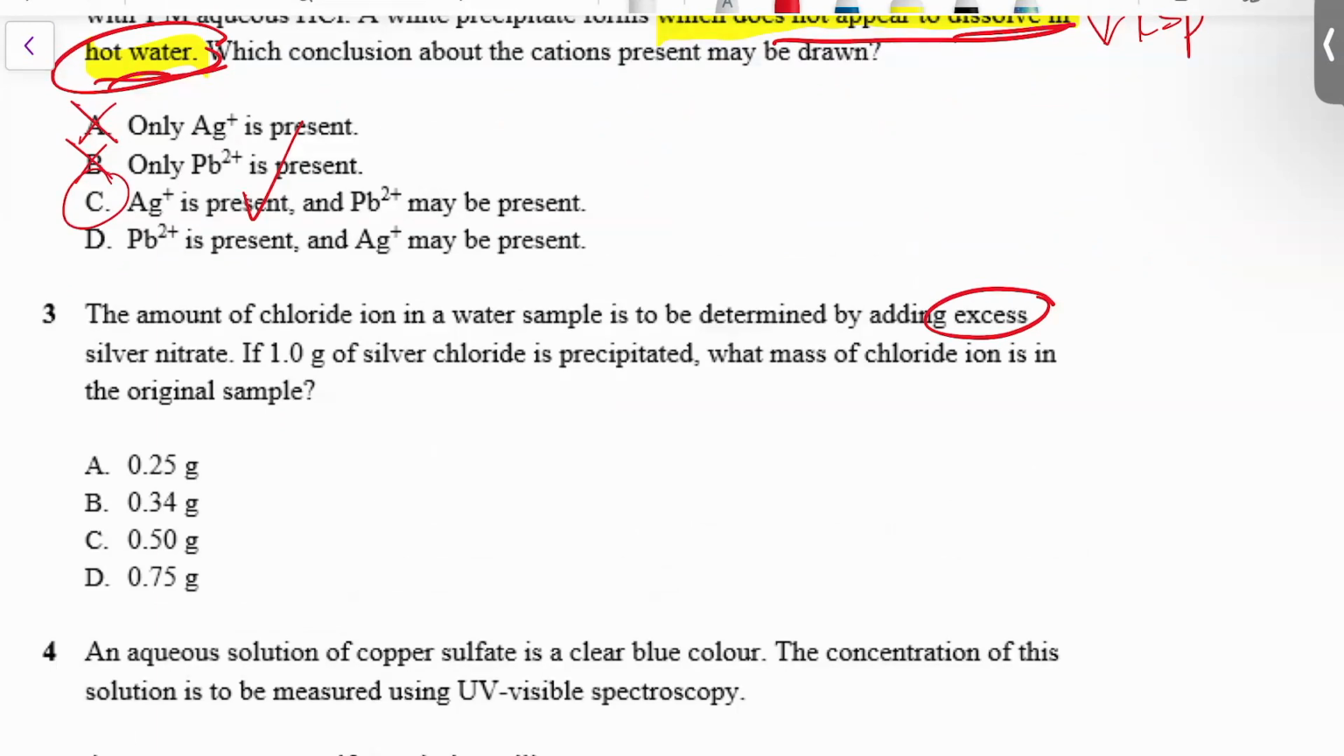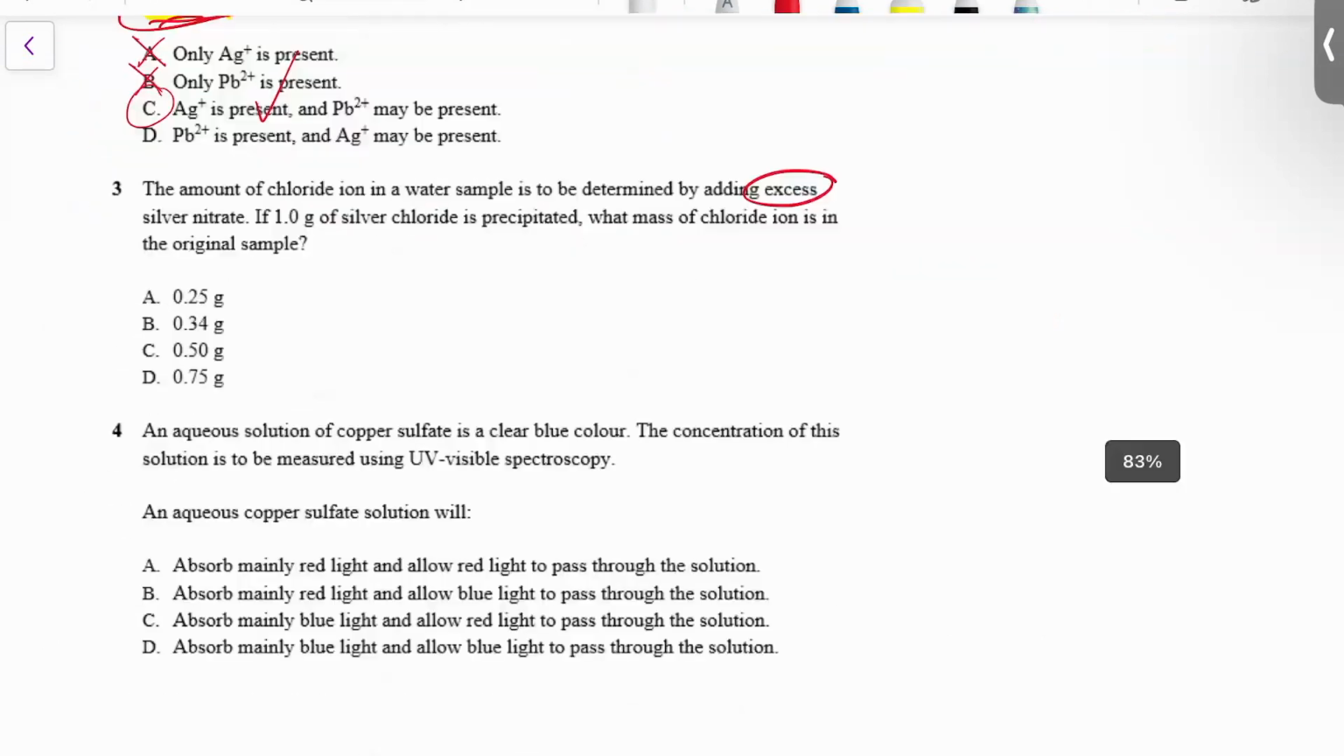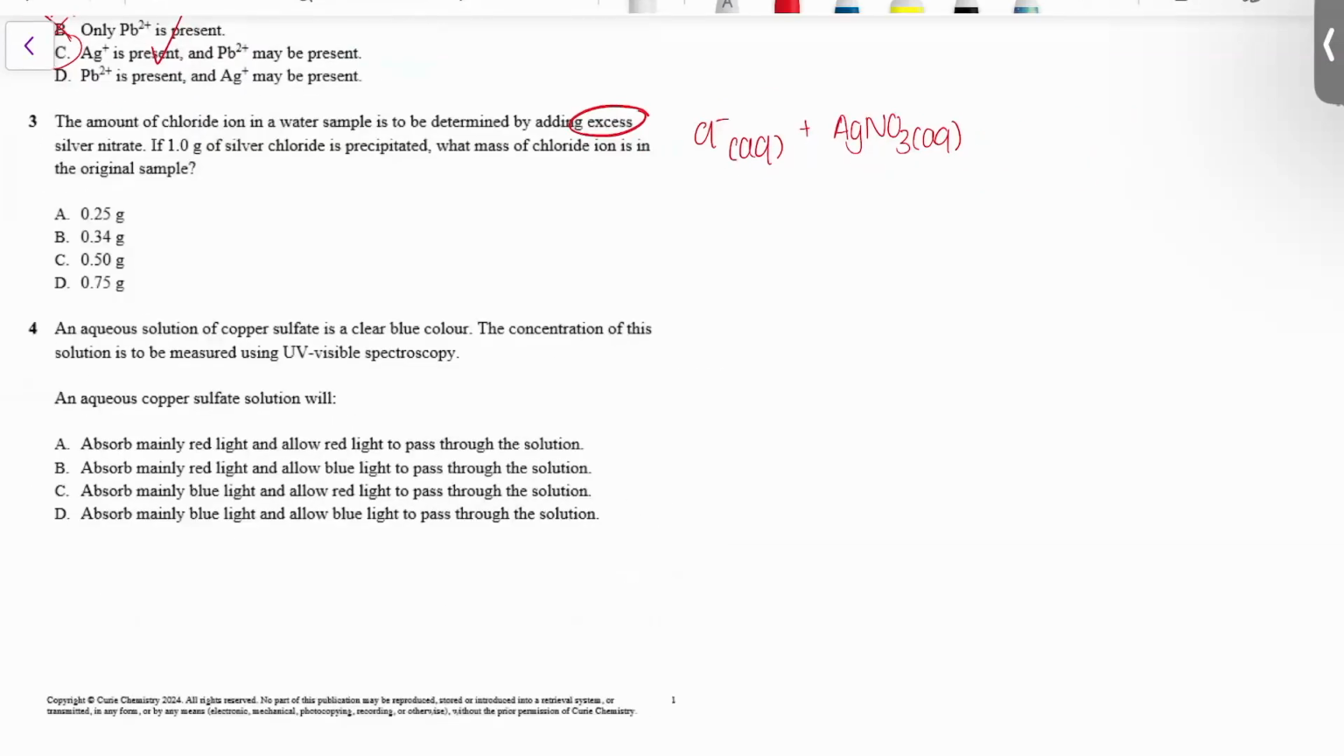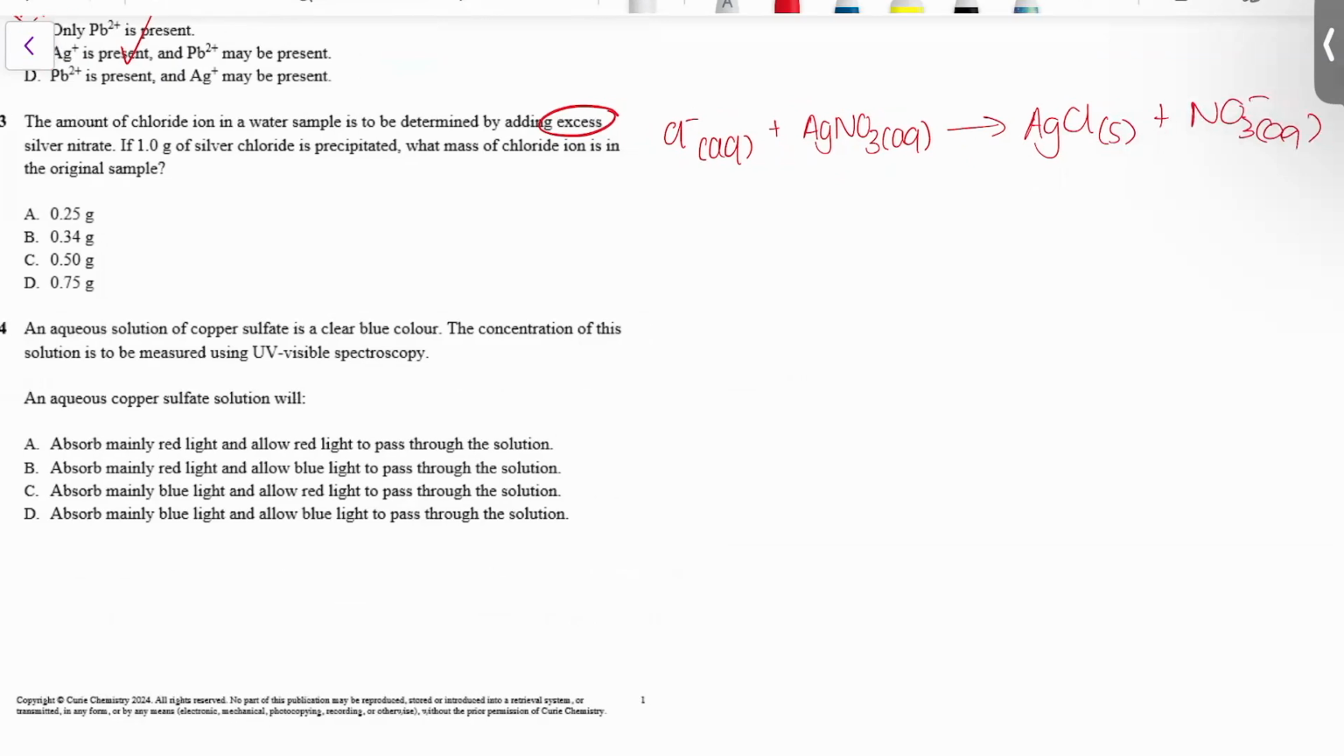If 1 gram of silver chloride is precipitated, what mass of chloride ion is in the original sample? What syllabus dot point is this on? Starting with a G and an A. 2 words. Gravimetric analysis, yes. So you have chloride ions mixing with silver nitrate. Silver nitrate, James gave us the formula for it before. And then you swap the ions again. AgCl gets precipitated out. And then you have NO3 minus coming out. Okay.